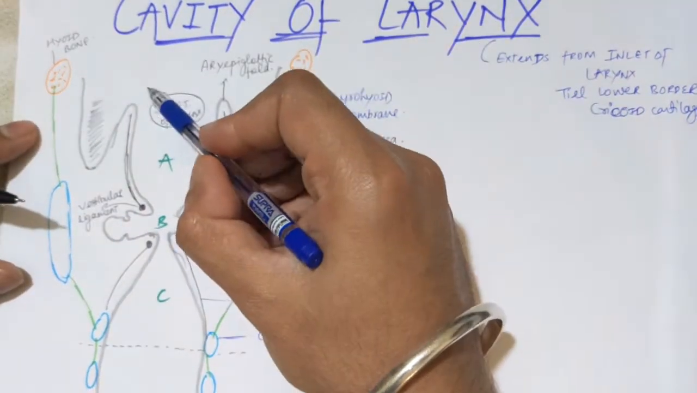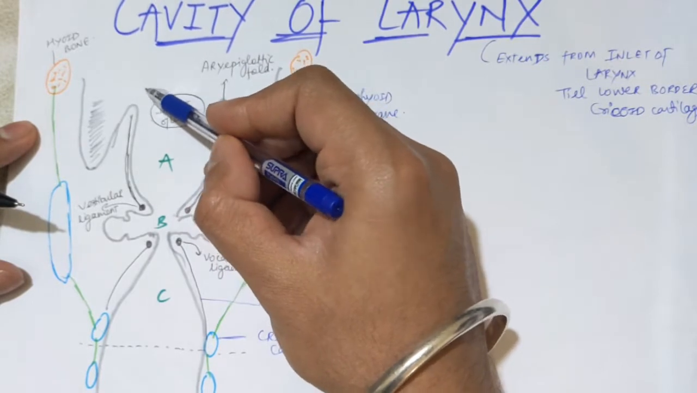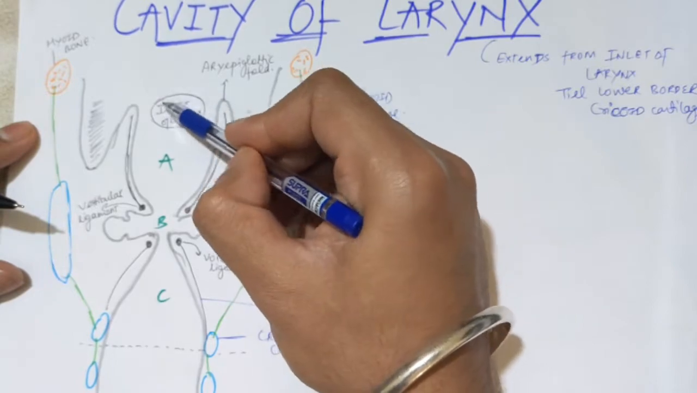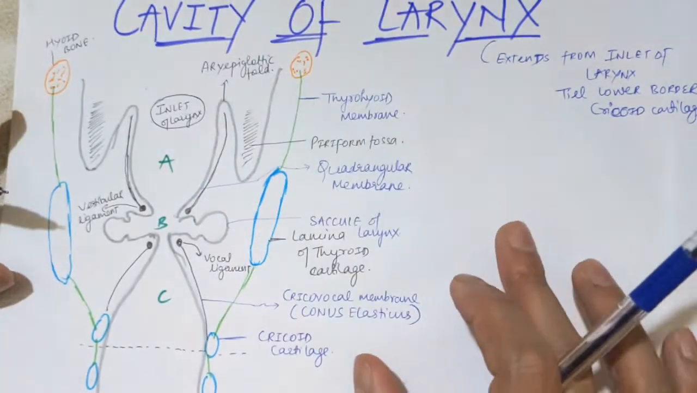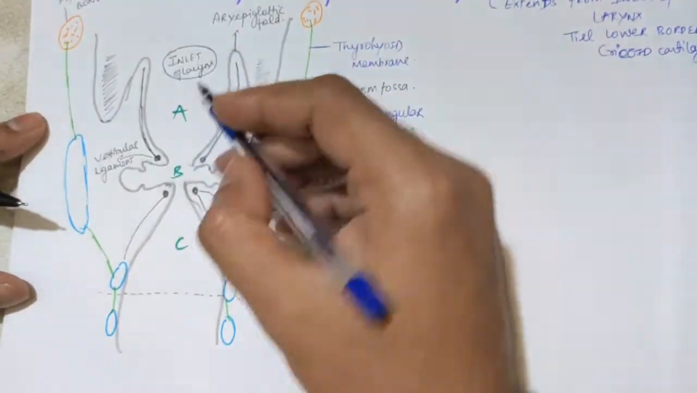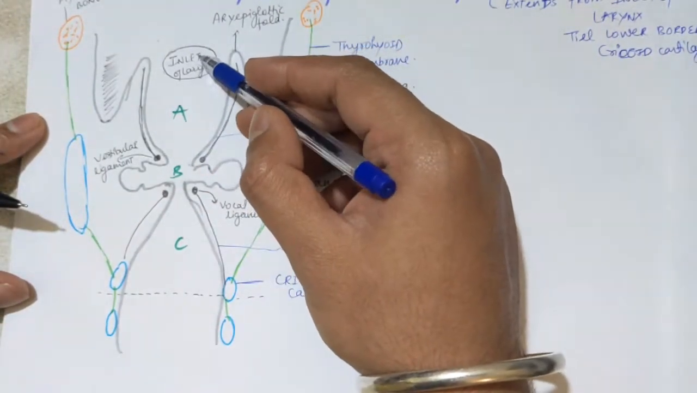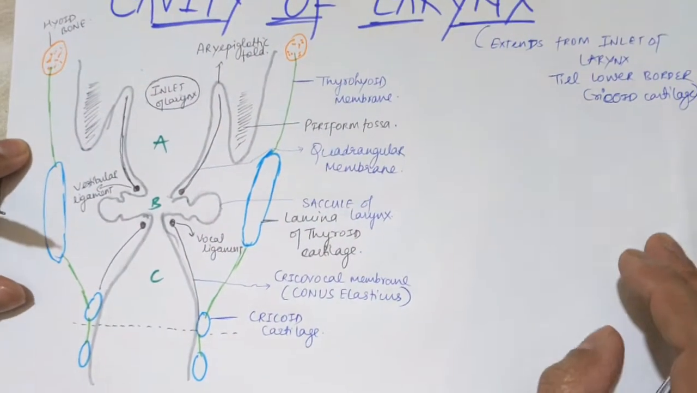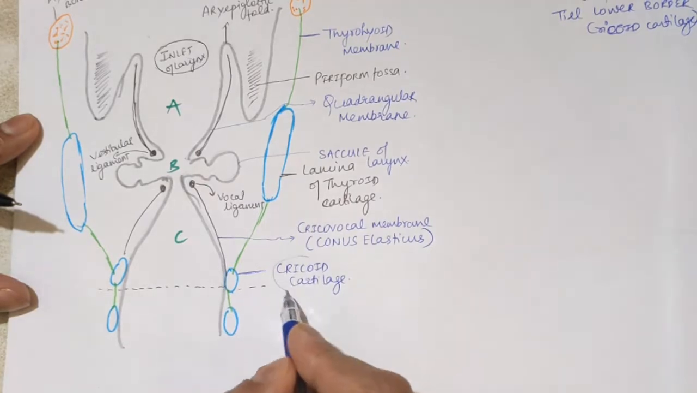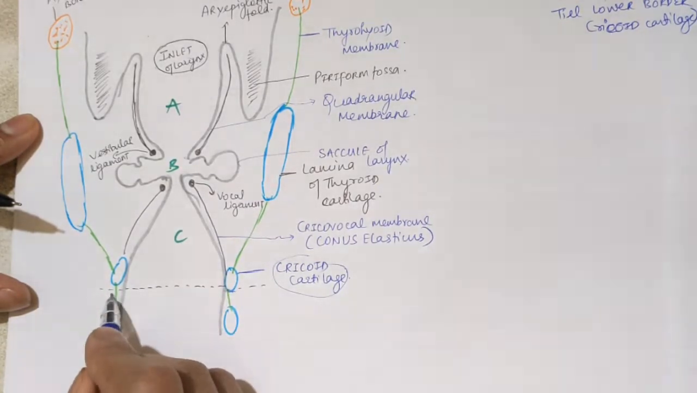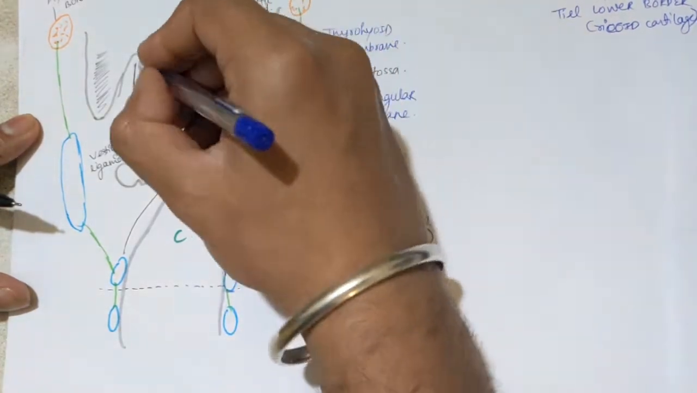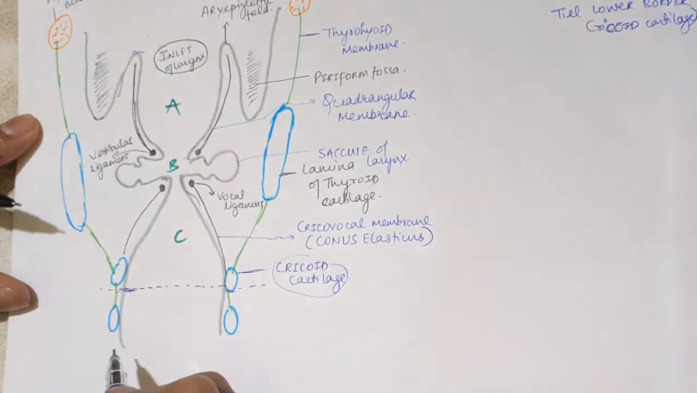The inlet of larynx is obliquely placed, that is from posterior to the backward side. Actually, like this it is placed. The cavity begins from the inlet of larynx, and then it extends till the lower border of the cricoid cartilage, which I have labeled. So this much area is your cavity of larynx.